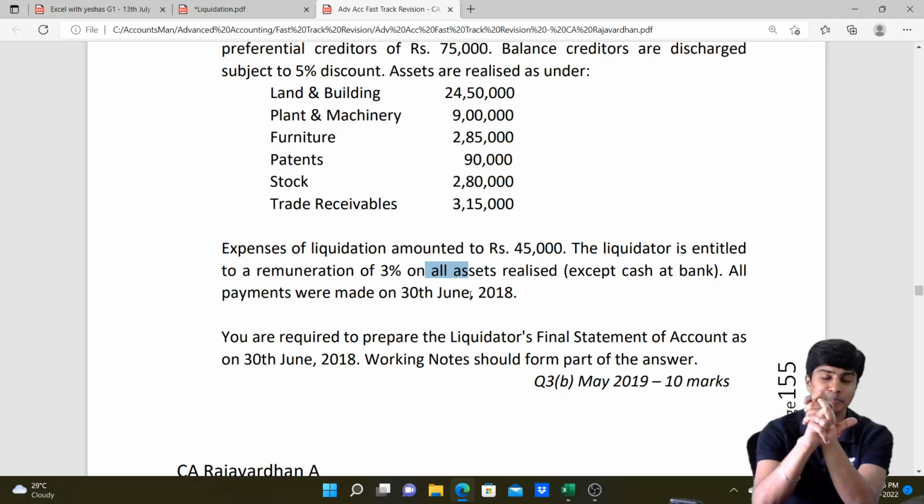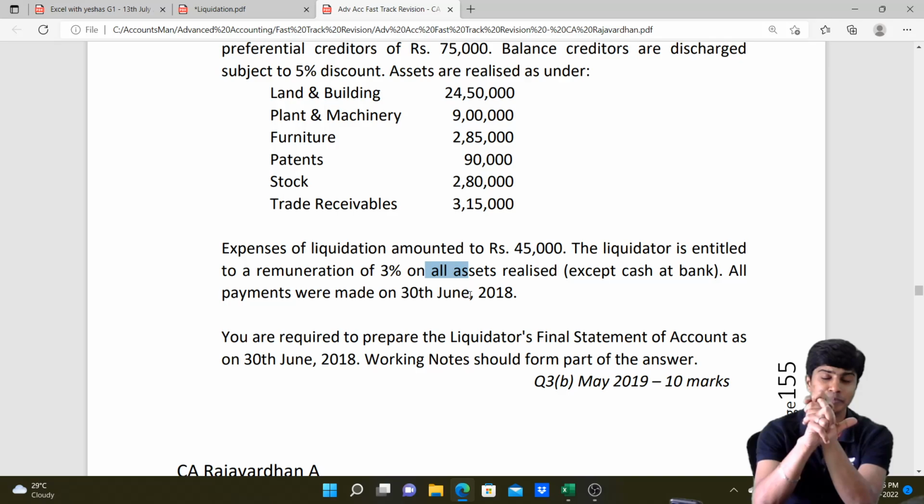Okay, so we have cash. How much cash to start with? We have cash of 75,700 to start with. So let me write that cash of 75,700 to start with. Then what do we have? We are realizing assets. Land and building will realize 24 lakh 50. Land and building 24 lakh 50. Then what do we sell?